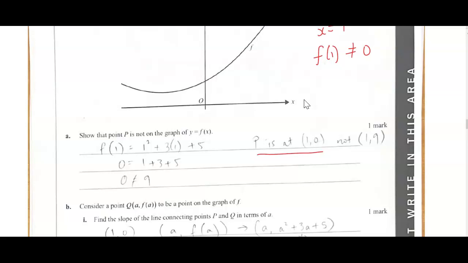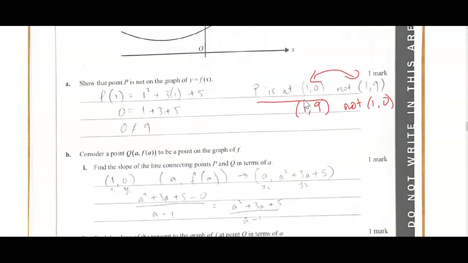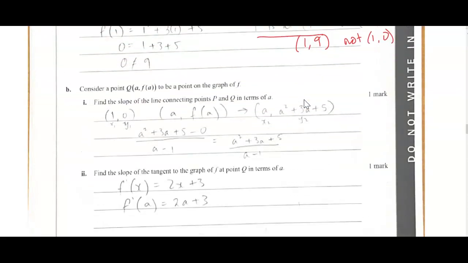Whoops. I should have done that around the other way. Is not at 1, 9, is at 1, 0, not 1, 9. Oh my gosh. A few things I need to fix up, huh? All right, moving on to question B.